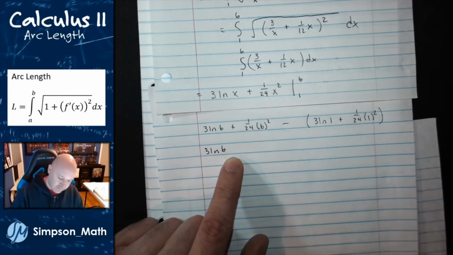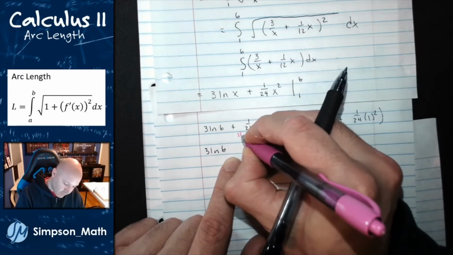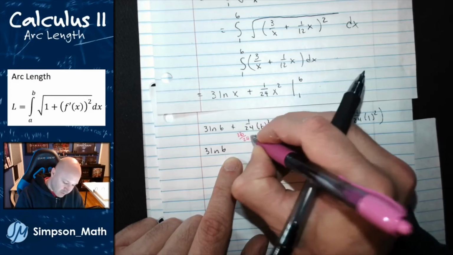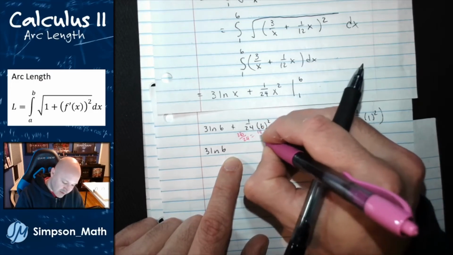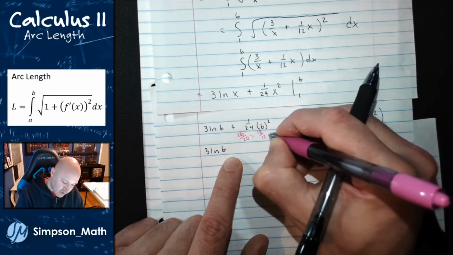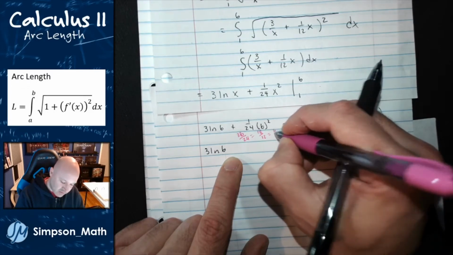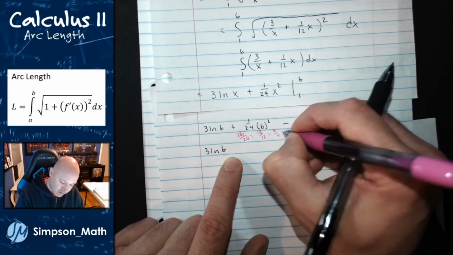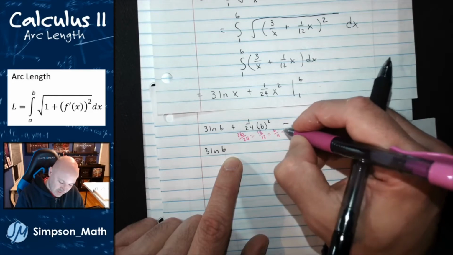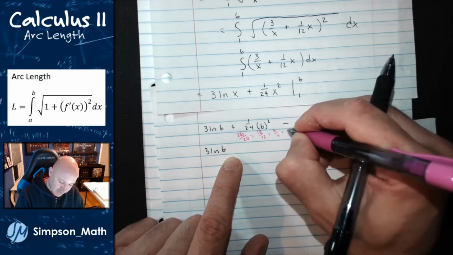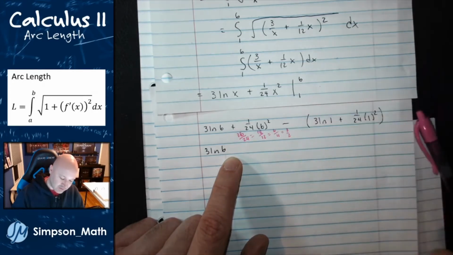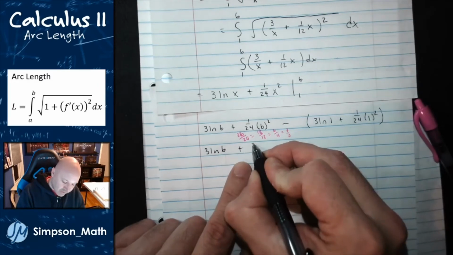36 over 24. They're both even, so I can cut them in half. 18 over 12. Those both have 3's in them. 6 over 4. Okay, those are both even. That means I had 6 in them, or whatever. I've got 3 over 2. Whew, that was so hard to do. Plus 3 halves.